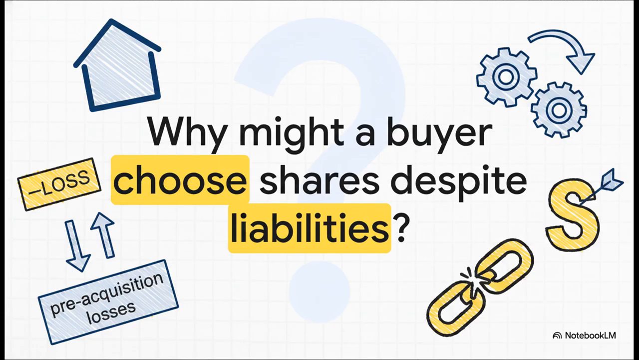Before I wrap up this explainer, I'm going to leave you with a bit of a puzzle to test your comprehension. If buying assets gives a buyer a clean slate and a step up to a market value-based cost, why on earth might a buyer still strategically choose a share purchase, fully knowing they will inherit all the target's hidden contingent liabilities? Think carefully about the simplicity of the transaction. Think about avoiding SDLT. And perhaps most importantly, think about the access to those pre-acquisition losses. Ponder that as you review your notes tonight.